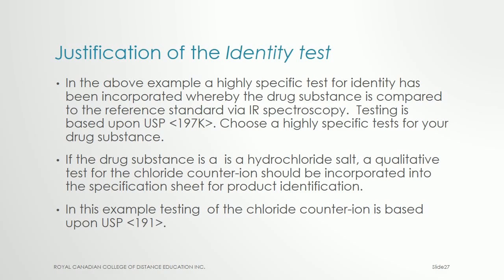If the drug substance is a hydrochloride salt, a qualitative test for the chloride counter ion should be incorporated into the specification sheet for product identification. In this example, testing of the chloride counter ion is based upon the USP method 191.